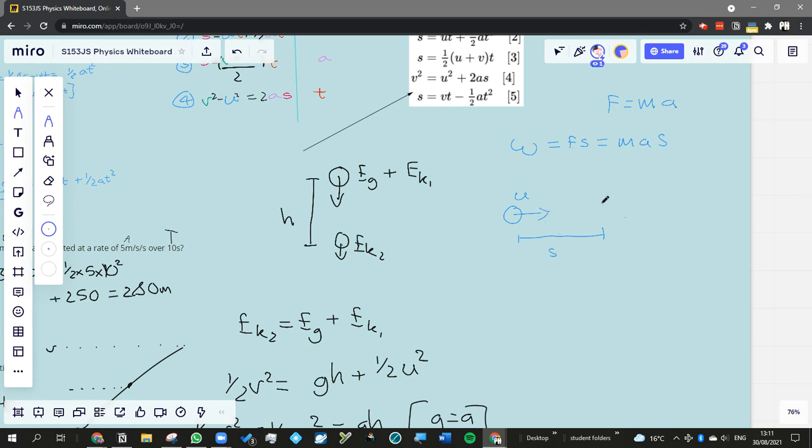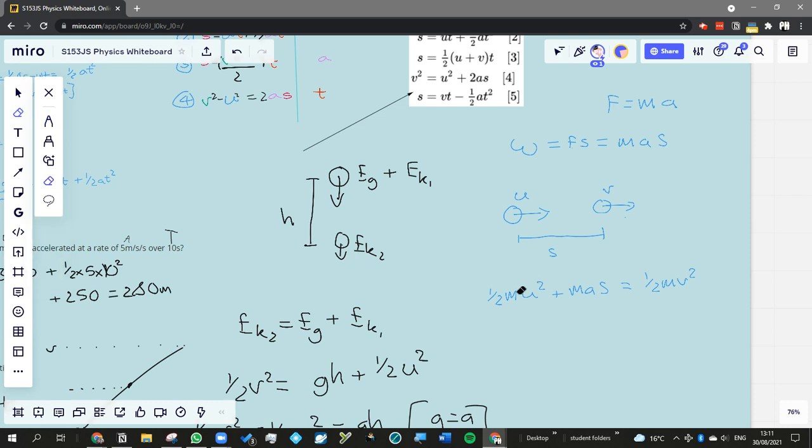Eventually, after applying a force over that particular distance, we're going to have a new velocity v. Now, in terms of the actual kinetic energy, we can say initially we have half times the mass times u squared, and we're going to apply some work to it, which we said was equal to m times a times the displacement. That will equal the final kinetic energy. So we've got the initial kinetic energy plus the work I've added to it will be equal to the final kinetic energy, half mv squared.